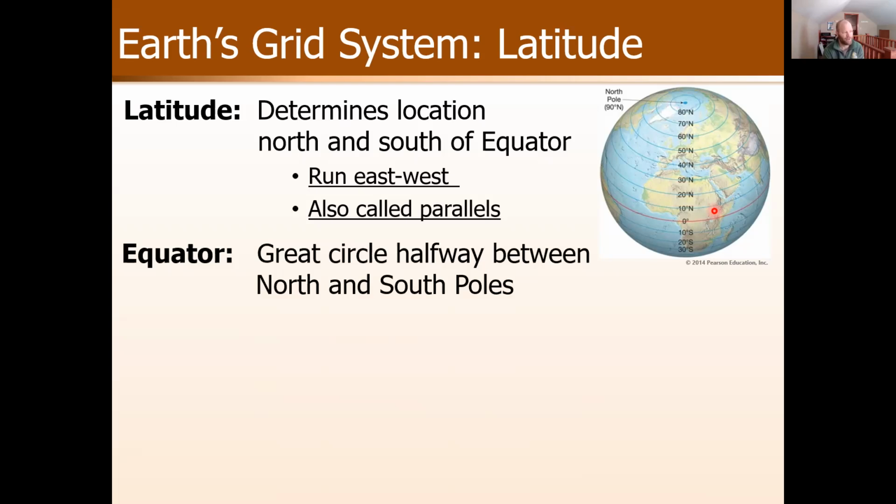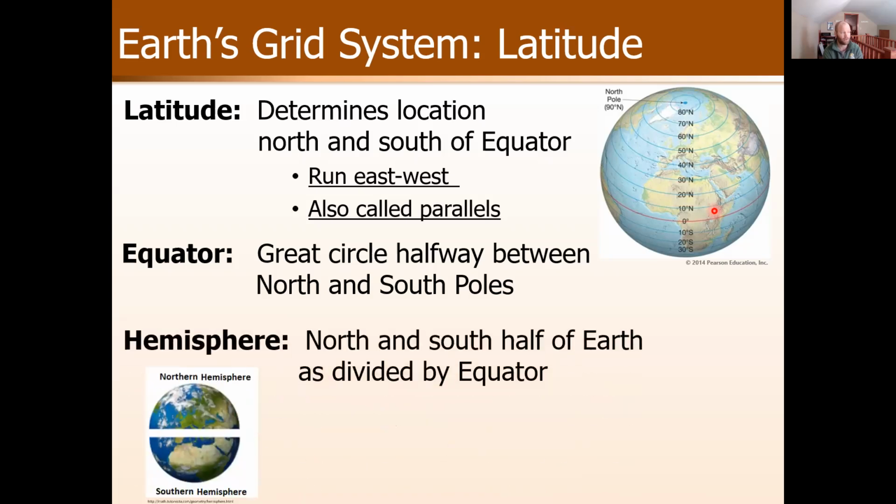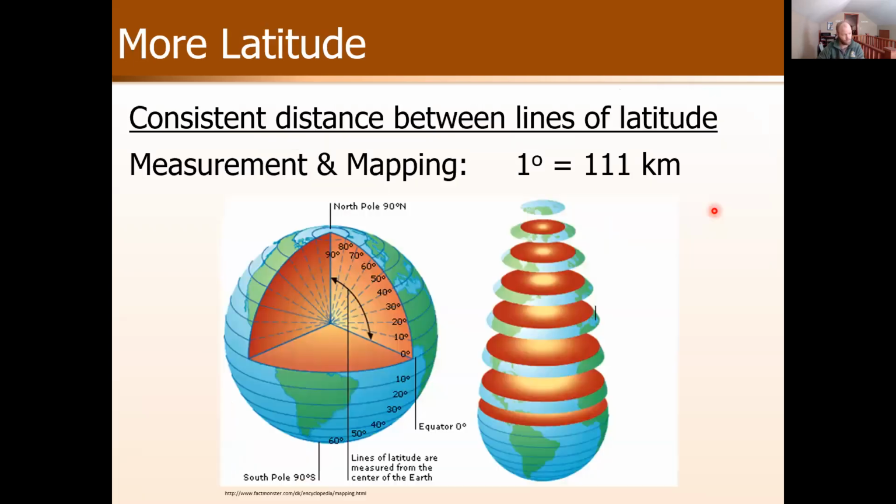Okay, a great circle halfway between the north and south poles. The equator is the only line of latitude that is a great circle. And the equator therefore subdivides or bisects Earth into the northern hemisphere, which we live in, and the southern hemisphere.